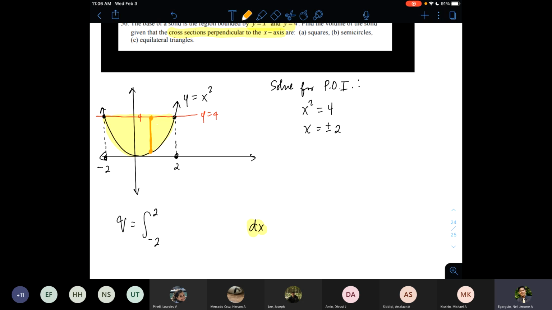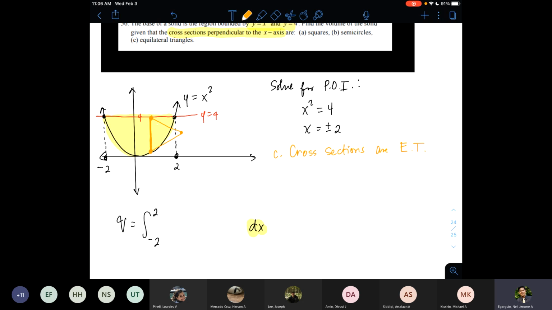But I'll focus on problem C, which says that the cross sections are equilateral triangles, right? So they are equilateral triangles. So imagine there would be triangles that are sticking out of the page. I hope you can imagine it. So you have the solid. This is the base on your screens, and then the cross sections would be triangles sitting on top of this region.